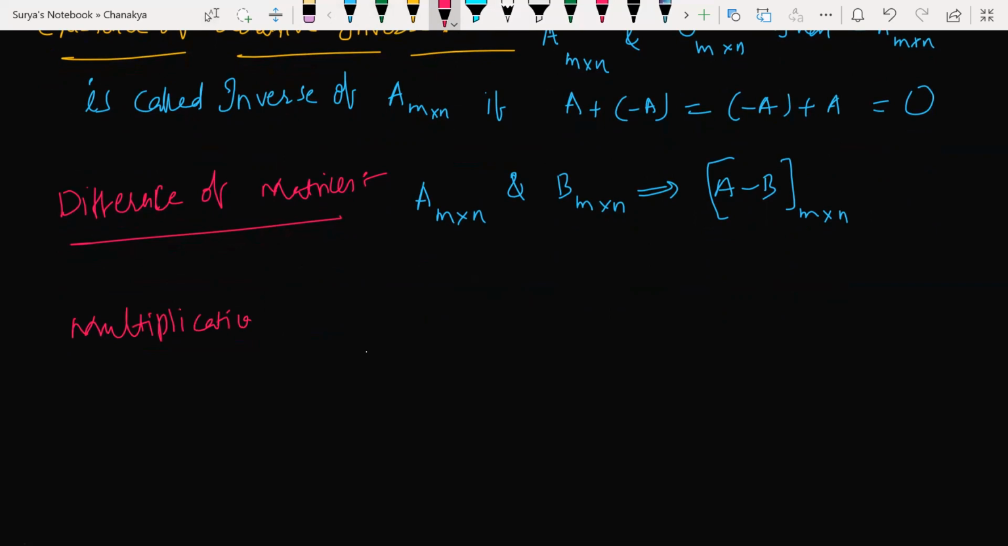Next we'll talk about multiplication of a matrix by a scalar.